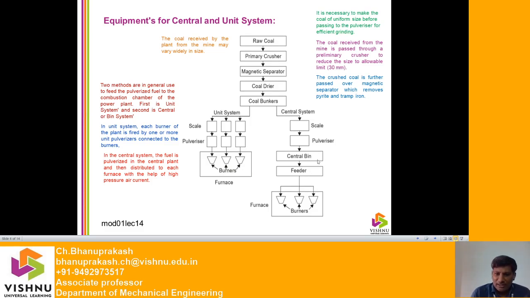In the central system the fuel is pulverized in the central plant. This is entirely a central plant, and then the fuel is distributed to each furnace with the help of a high pressure air current. Where will it be added? Here in the feeder the air will be added. Through the air, the entire fuel, pulverized into fine powder form, will be supplied to the burner. This is entirely a furnace.